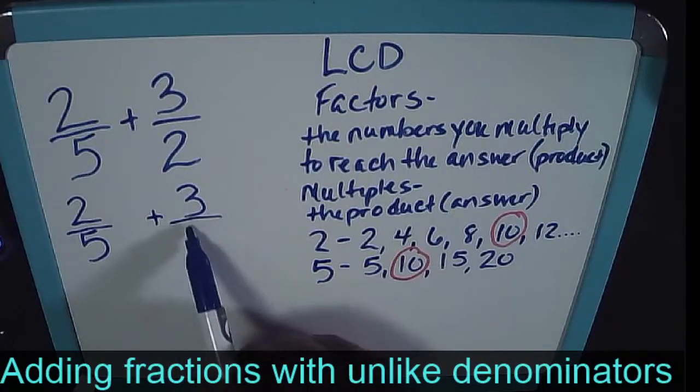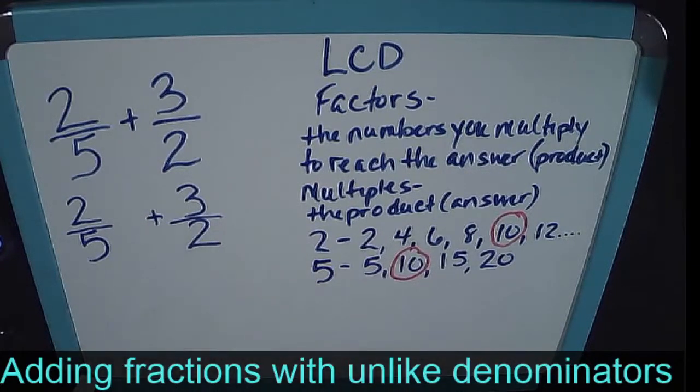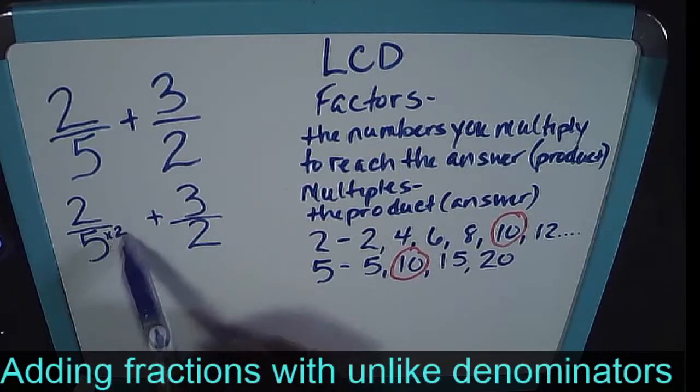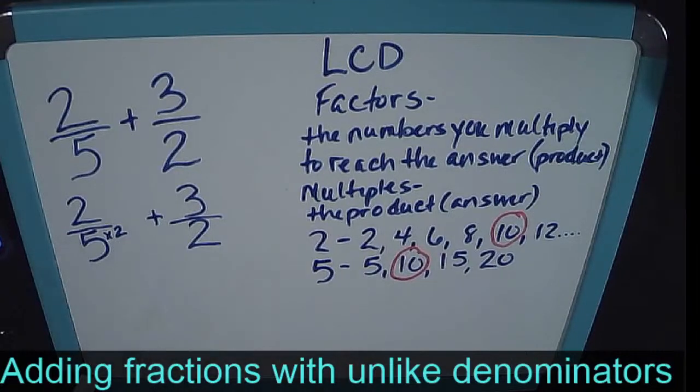That's the number 10. So then you look at the denominator, and if you know your multiplication facts, what number do you have to multiply 5 by to make it 10? We have to do multiplication, okay? You're going to have to multiply the 5 by 2 to turn it into 10.